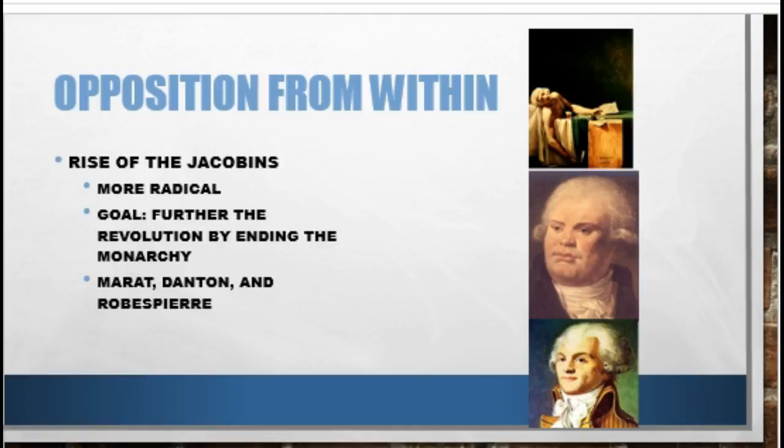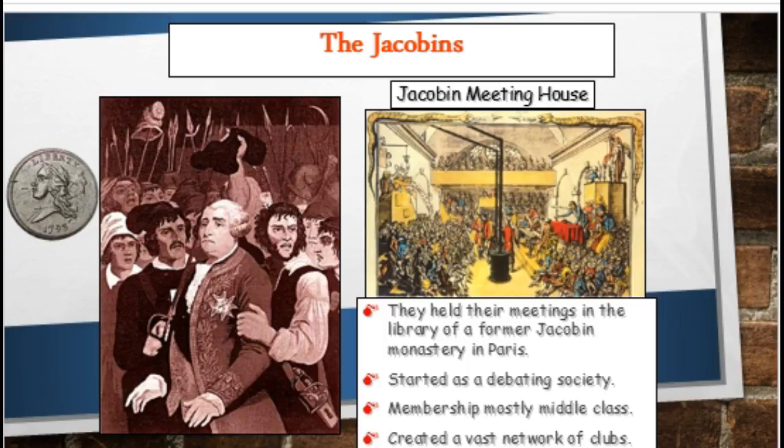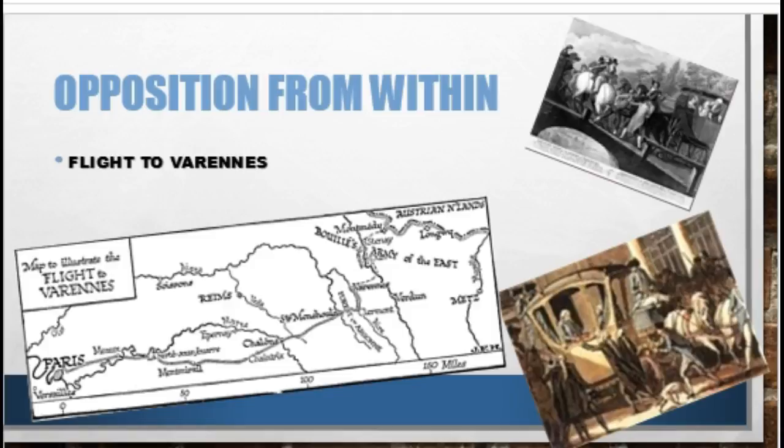They formed the core of the famous, most radical group of the Jacobins, and they wanted to end the monarchy and extend the revolution again at all costs. So, here's a picture I should have put in here. They held their meetings here in the Jacobin monastery, and again, they started as a debating society, very middle class oriented, and eventually they're going to lead to the conquest of King Louis XVI.